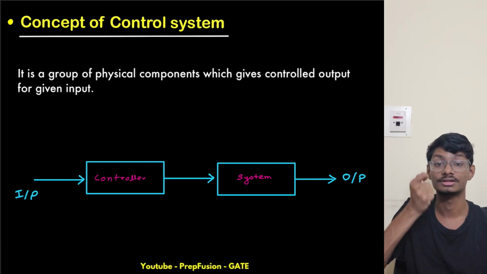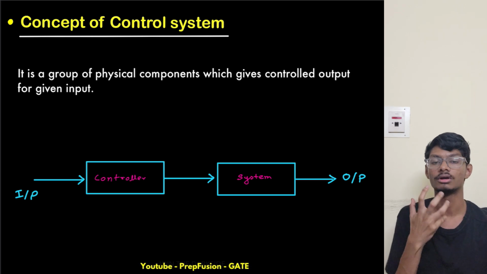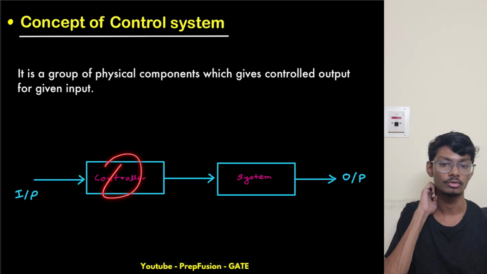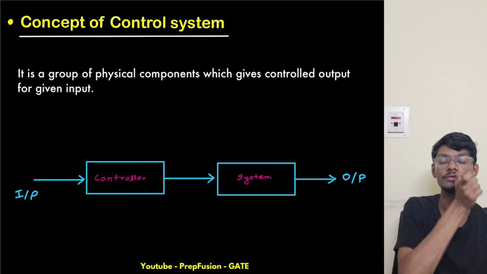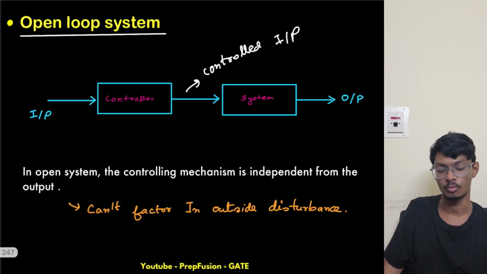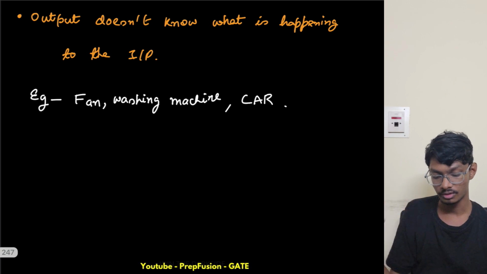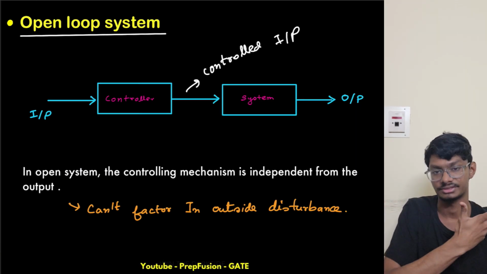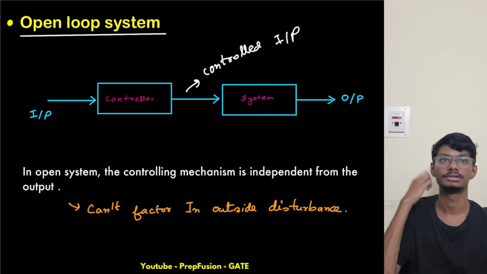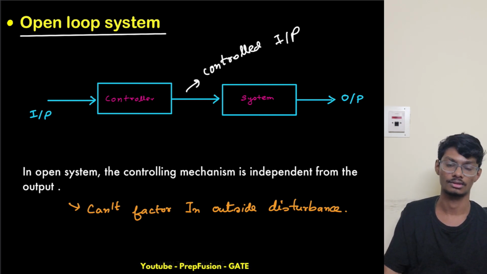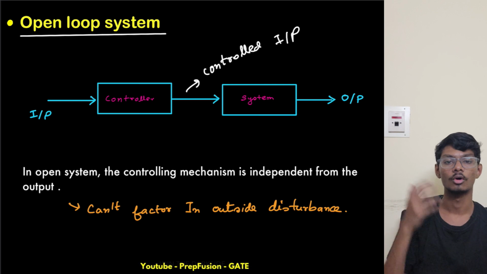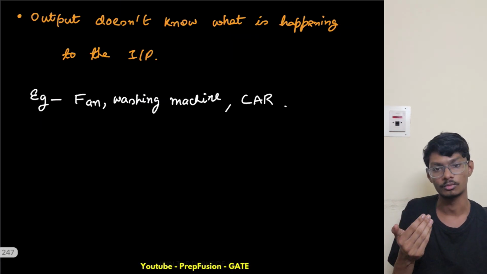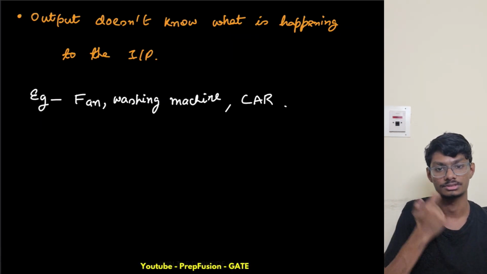Then we understood what a control system is. What does control mean? We want our output to be controlled, we want it to be the desired one, so we have to control the input so that we get the output accordingly. There is the open loop system and the closed loop system. In open loop, the output can't factor in any outside disturbance, like dust or wind flowing in the room. We need to manually change the controller.